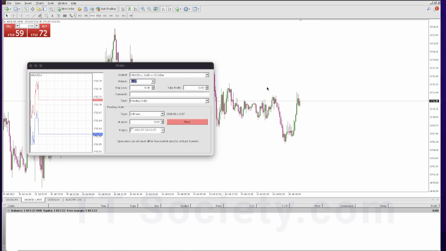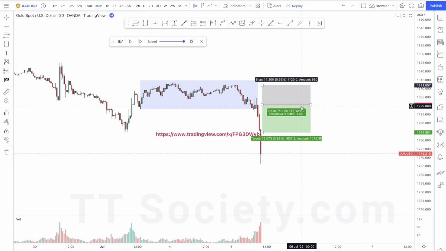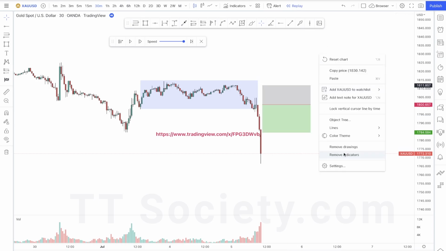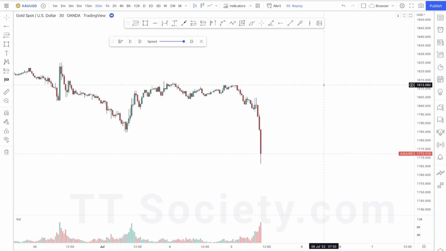Let's go back to TradingView and find some other setups. Now that's the setup that we've just taken. We took a profit of 1.44R. We've recorded all the data in our journal, and I'm simply right-clicking, remove all the drawings, and let's head on to the next one and find another setup.